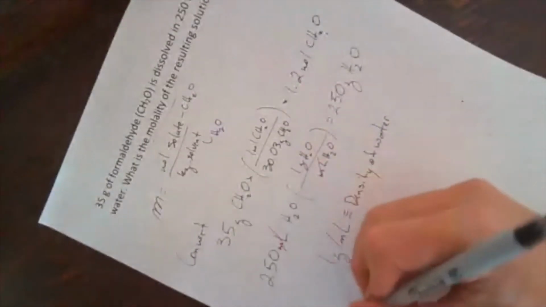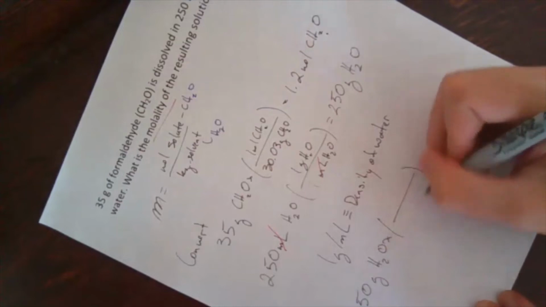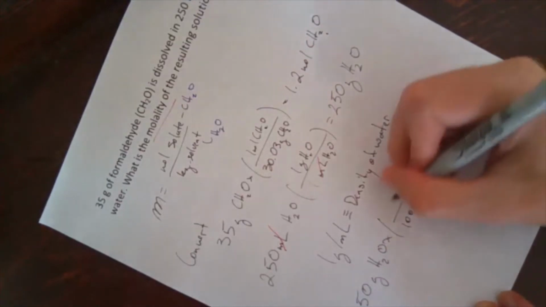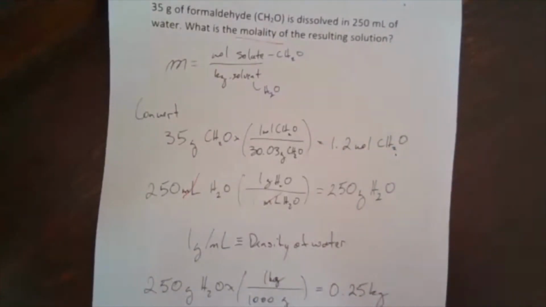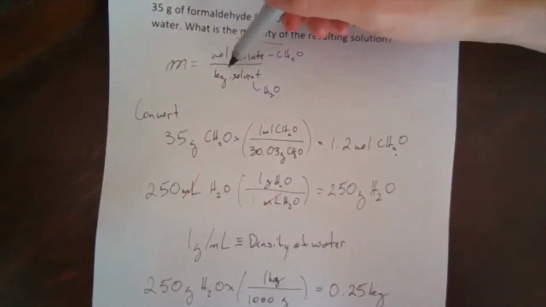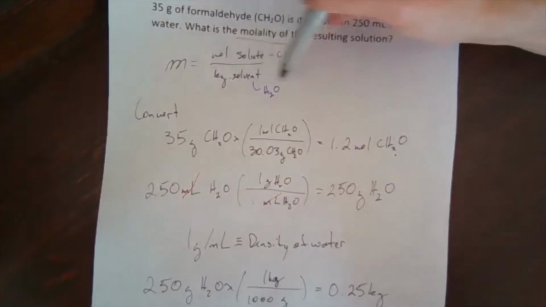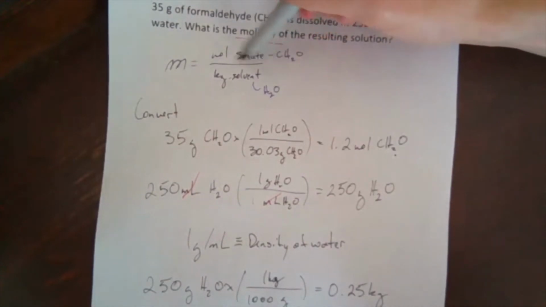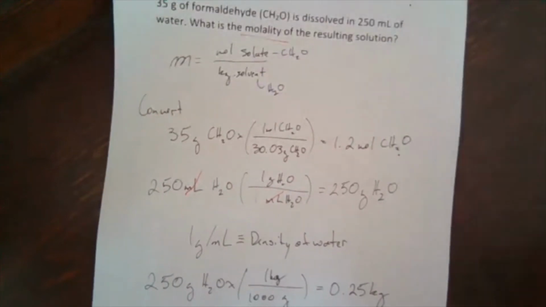So we're in mass. We're not quite done. 250 grams of water needs to be converted into kilograms. 1,000 grams per kilogram. 0.25 kilograms. Just like we've seen with molarity before, it's not volume of solution, it's liters of solution. This isn't mass of solvent, it's kilograms of solvent. So we always want to make sure that our solvent is in units of kilogram.